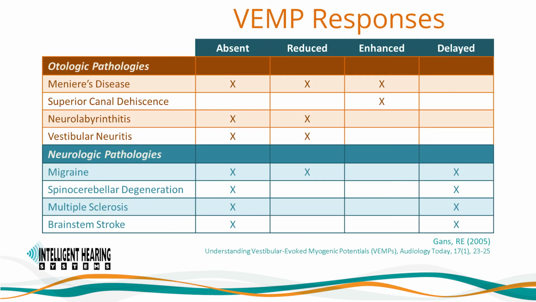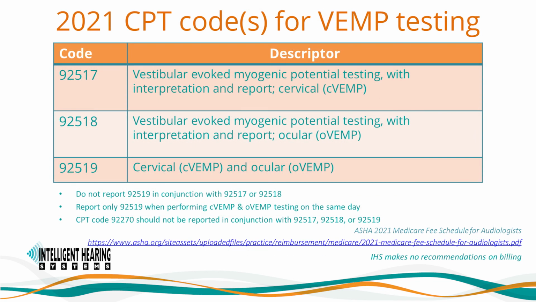VEMP recordings will either be absent, reduced, enhanced, or delayed, as shown in this table when the pathologies listed present themselves in the patient. At the time of this recording, the American Speech and Hearing Association, ASHA, has announced that beginning in 2021, audiologists can report VEMP testing with new CPT codes for ocular and cervical vestibular evoked myogenic potentials. Centers for Medicare and Medicaid Services accepted the recommended values from ASHA, American Academy of Audiology, American Academy of Neurology, and the American Academy of Otolaryngologists.